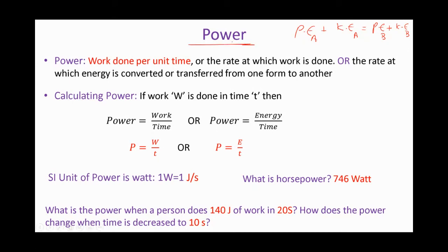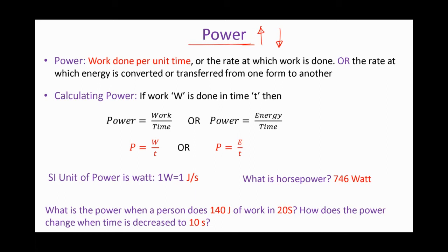Power, القدرة. What is the power? Power tells you if you can do the work in a short time or you will do it in a long time. If you can do a certain work in a short time, that means you have high power. But if you can do the same work in a longer time, that means you have lower power or low power.